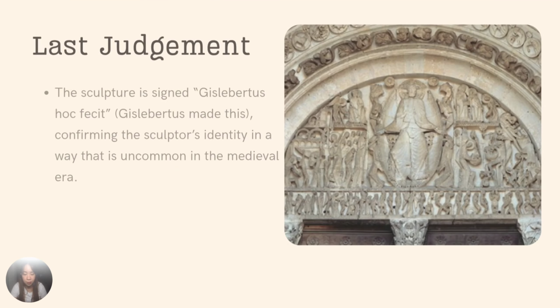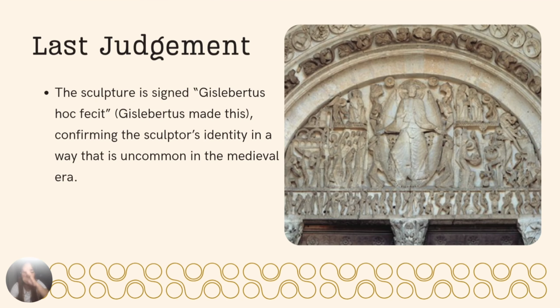This is an example, The Last Judgment. It's an altar frontal, and the sculpture is signed Gislebertus hoc fecit, which means Gislebertus made this. It was signed by the sculptor, confirming the sculptor's identity in a way that is uncommon in the medieval era. It's uncommon, but still the sculptor of this signed it.